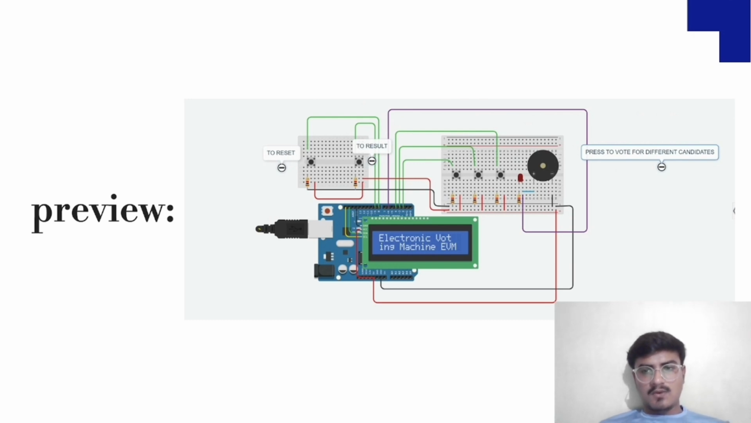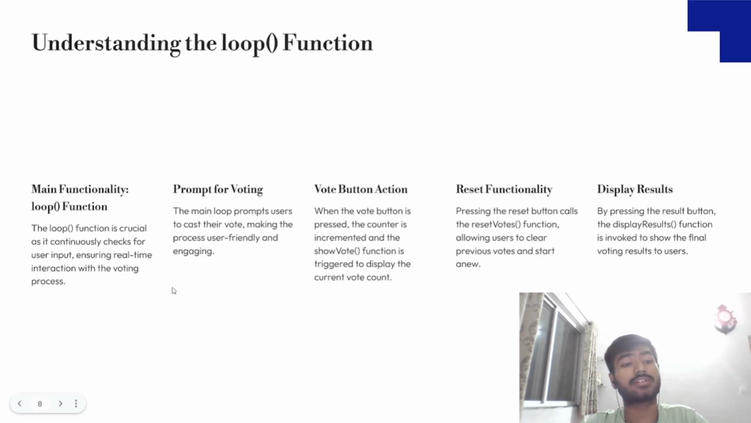I will continue from making you understand the loop function. As the name suggests, the loop function will make the electronic voting machine run continuously. It will show you the prompt for voting. It means it will ask which candidate the user wants to vote for.